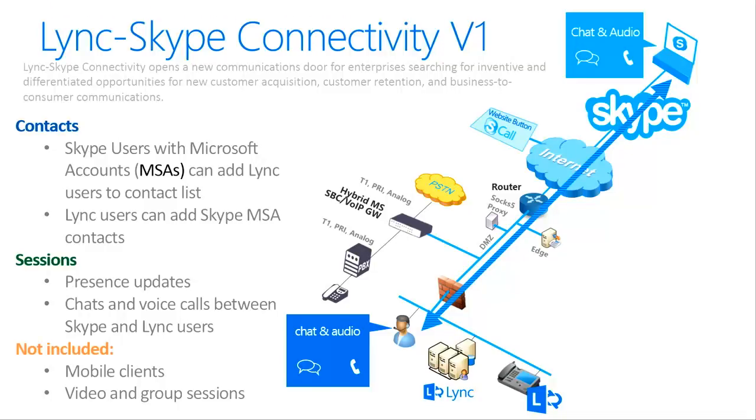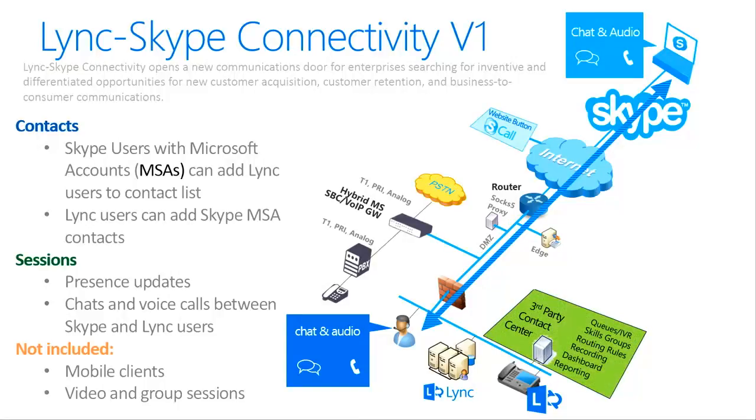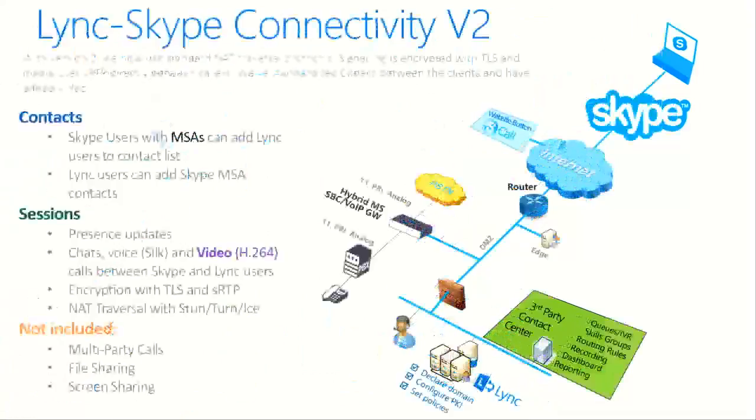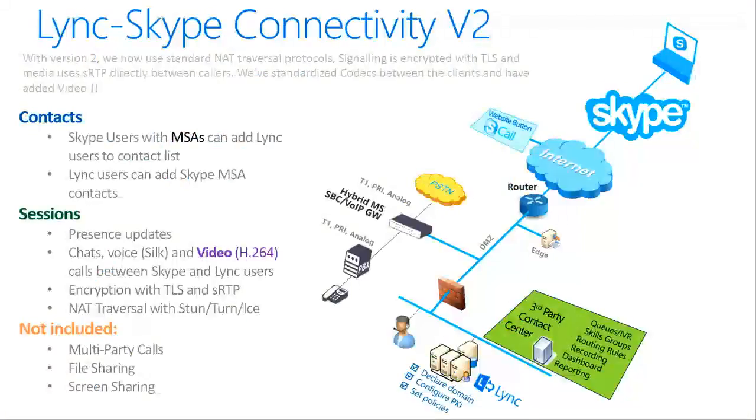What was missing from version 1 was essentially there weren't any mobile clients that fully supported audio, video, and IM conversations with contacts in this scenario. And we also didn't support video and group sessions. That last part is still the case, but let's talk about version 2. One of the things that just came up there is the ability for calls to be directed into an inbound contact center. That actually worked with version 1. It's still there with version 2. So effectively, this is for known contacts.